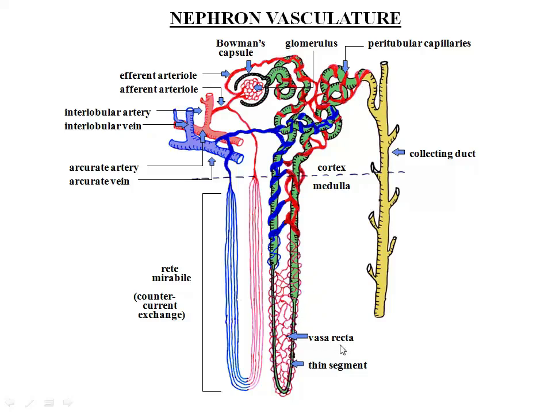You may find the word vasa recta in some of the next slides. The vasa recta is the network of blood capillaries formed around the thin segment of Henle's loop. It is called vasa recta because while observing the sections you will find a lot of blood vessels cut in the sections. Those blood vessels are the vasa recta.